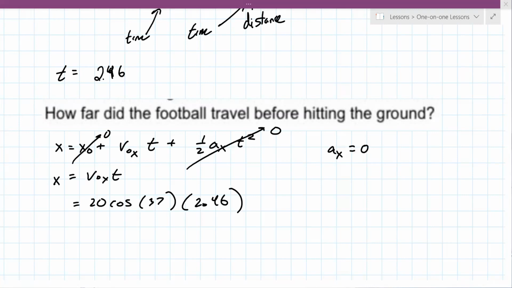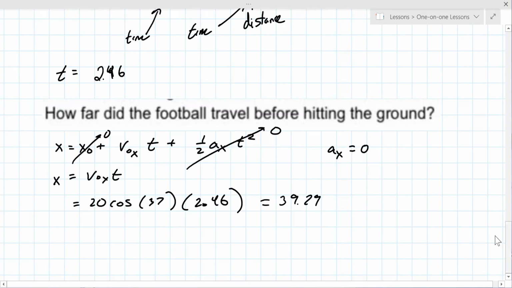Now we can just solve this. 20 cosine 37 times 2.46, and we get 39.29. So that's how far it went. Is that agreed? Okay.